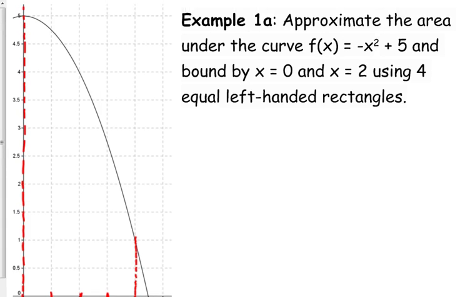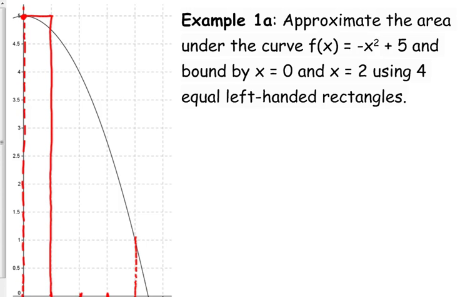Now, when it says left-handed triangle, this is what you do. You start on the left side of your interval. So at x equals 0, you're going to go up to the curve to its y value, and you are going to go straight across until you get to the beginning of your next interval. So our next interval starts at 0.5. So that is the top of our first rectangle. Okay, so there's our first rectangle.